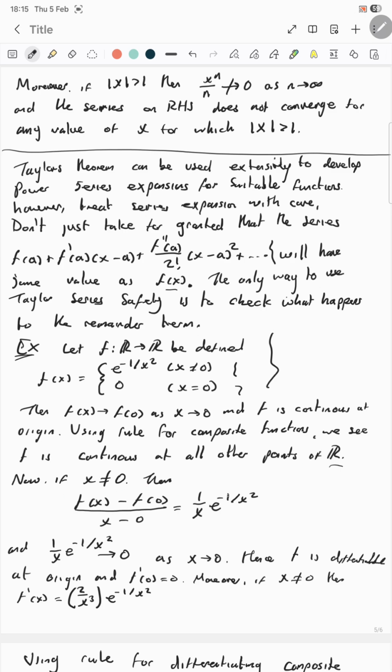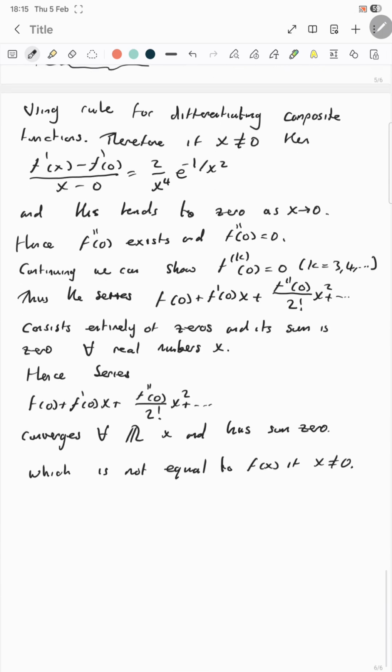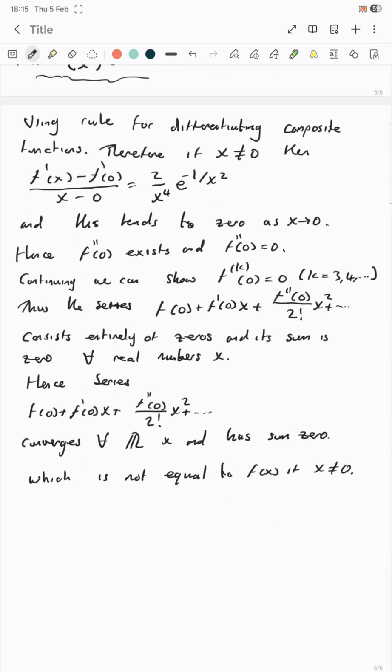Now if x does not equal 0, then we get this, which tends to 0 as x goes to 0, hence f is differentiable at origin, and f prime of 0 equals 0. Moreover, if x does not equal 0, then f prime of x equals this. So using the rule for differentiating composite functions, we get this. And this tends to 0 as x goes to 0, and hence f double prime of 0 exists, and f double prime of 0 equals 0.